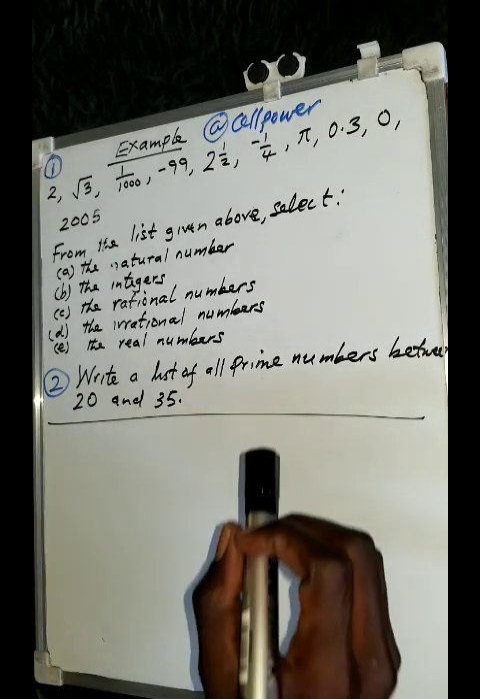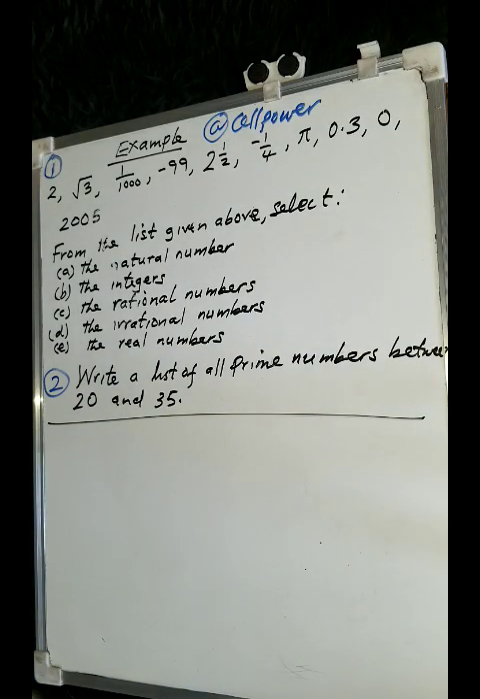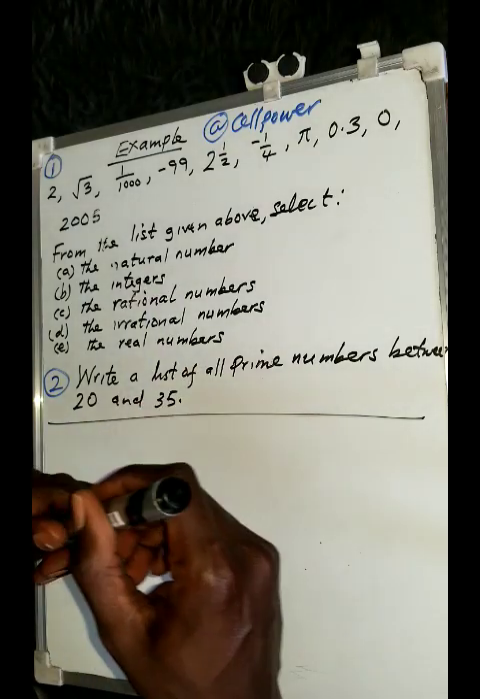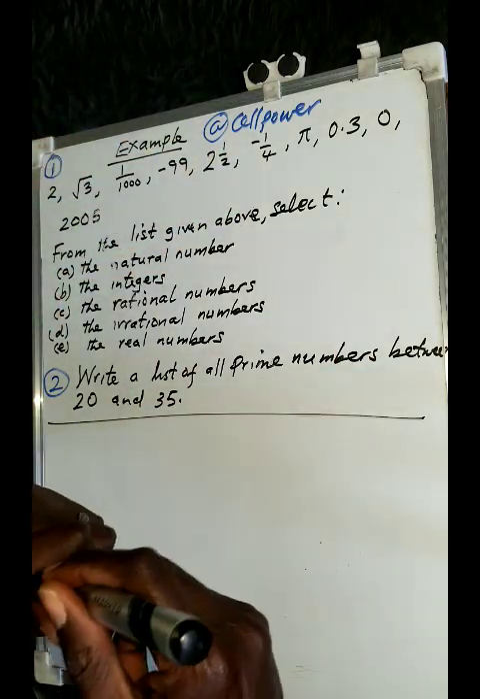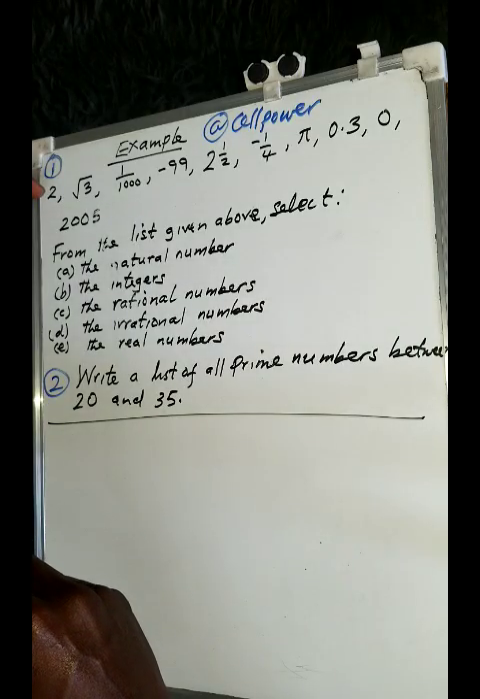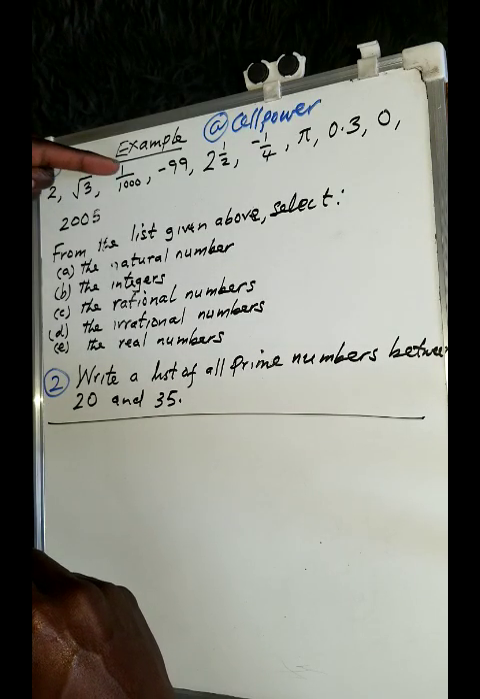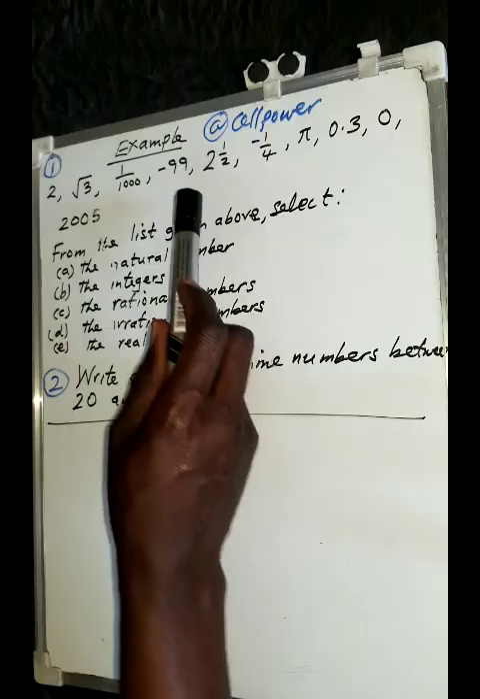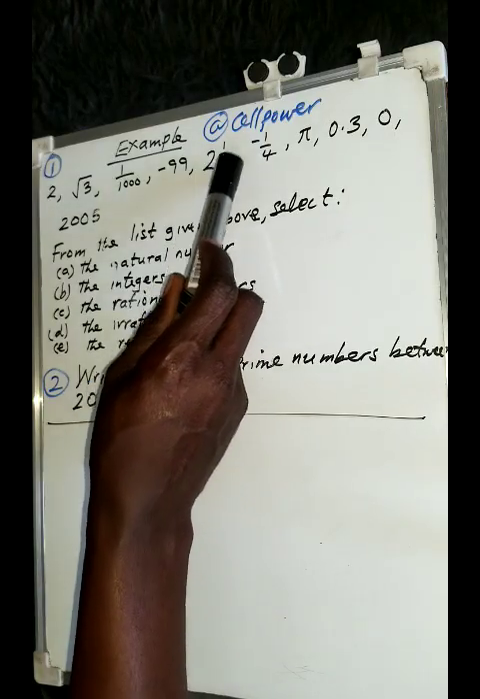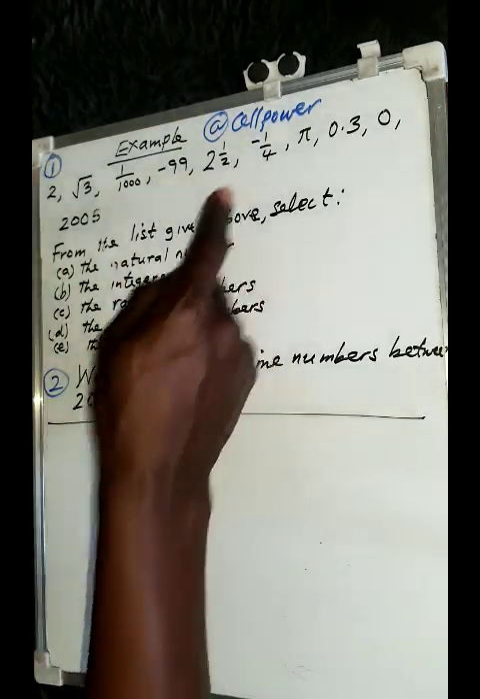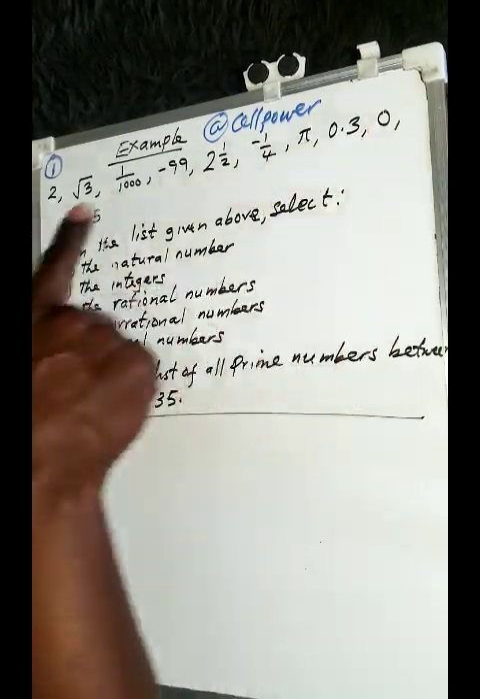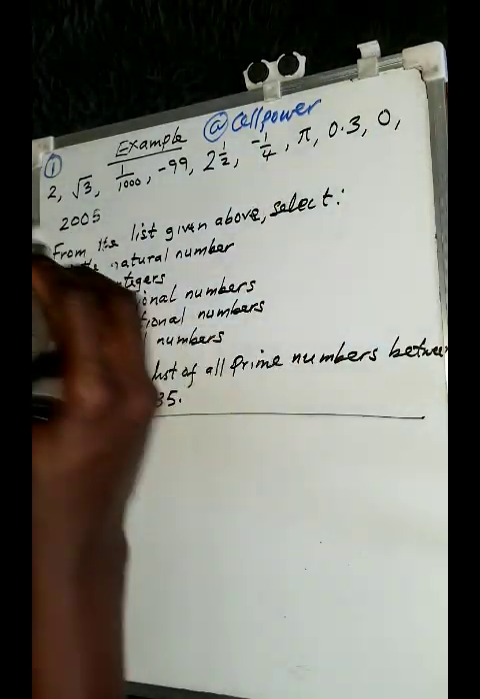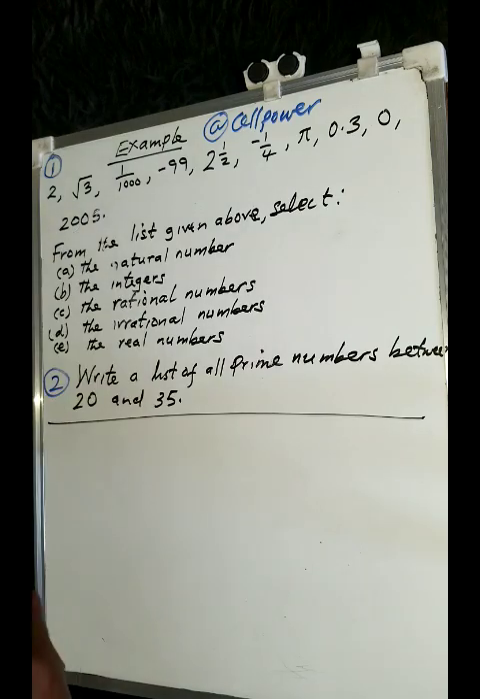So welcome to another segment, understanding numbers. I want to give you an example so that you're able to see how you can deal with some of your numbers that you have. They have given you numbers like 2 square root of 3, 1 over 1000, negative 99, 2 1 over 2, which is a mixed fraction, negative 1 over 4. They have given you pi, 0.3, 0 and 2005. So these are the numbers that we have been given.